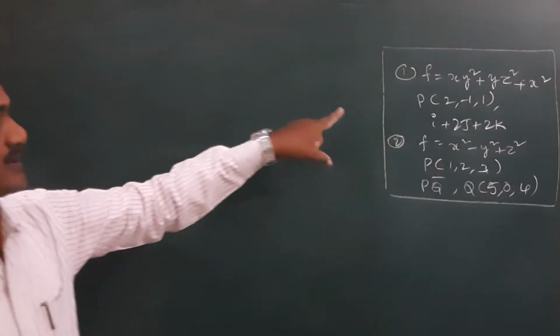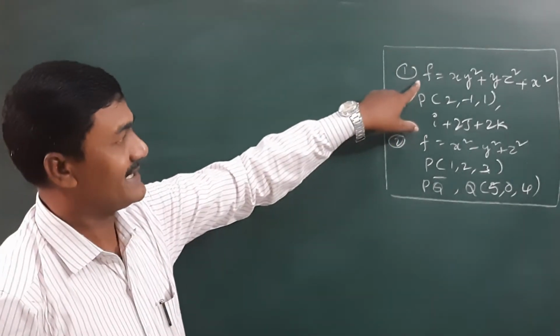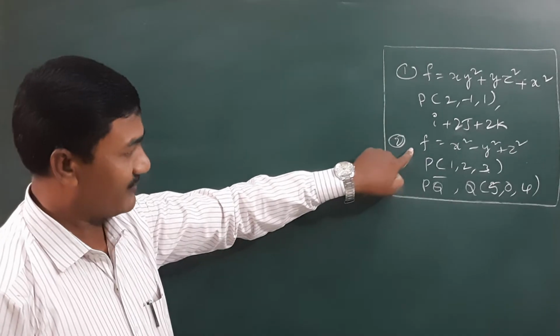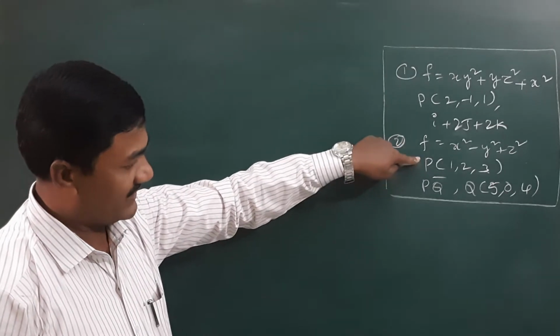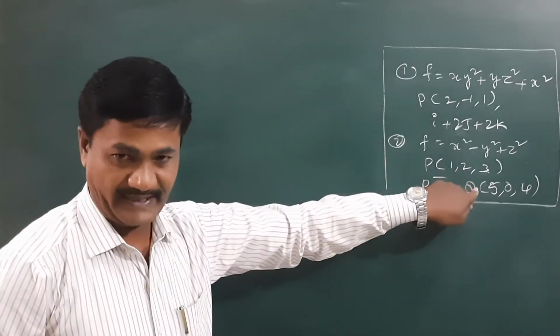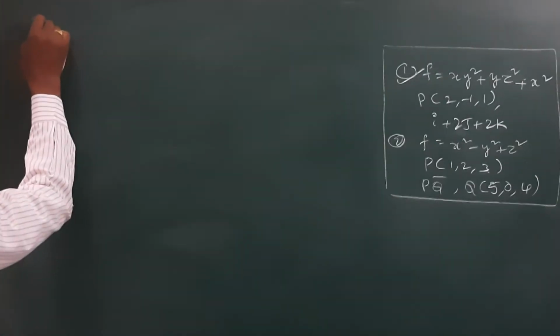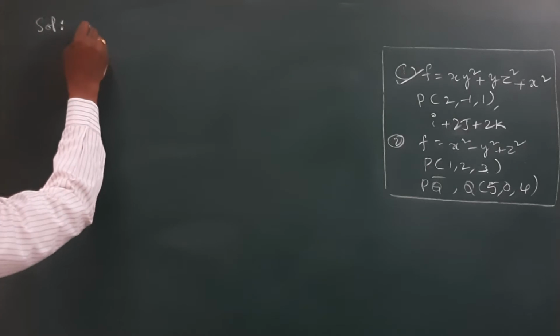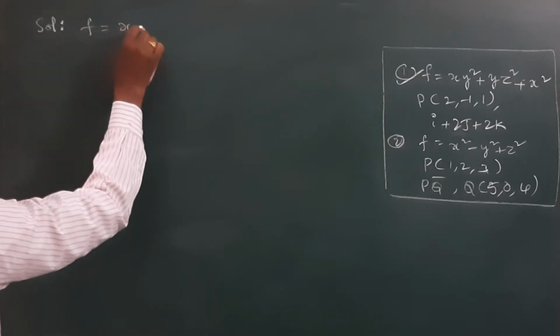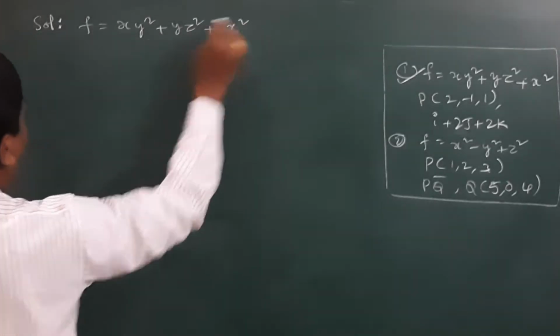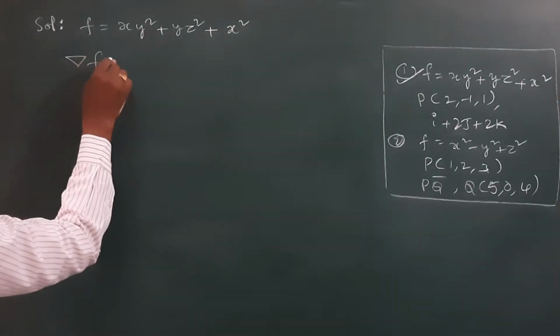Now we will discuss two models of the problem. In one, f is given, the point P is given, and the direction vector is given. In the second, f is given, the point P is given, and the points P and Q are given. Coming to the first one, the solution: f is equal to xy square plus yz square plus x square. Immediately we can find del f, or gradient f.